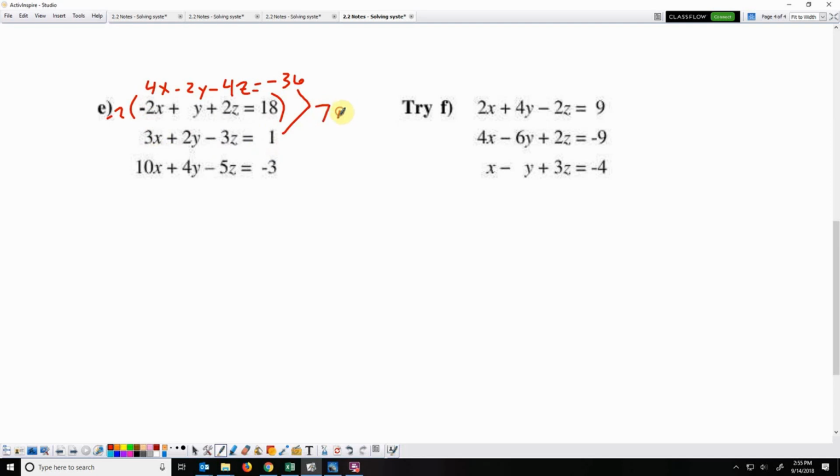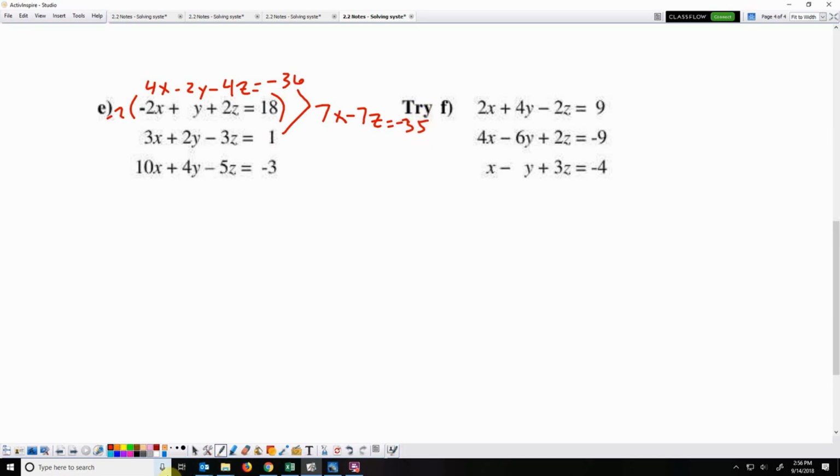3x and 4x makes 7x. 2y and -2y, those cancel. -3z and -4z makes -7z. And -36 and 1 makes -35.